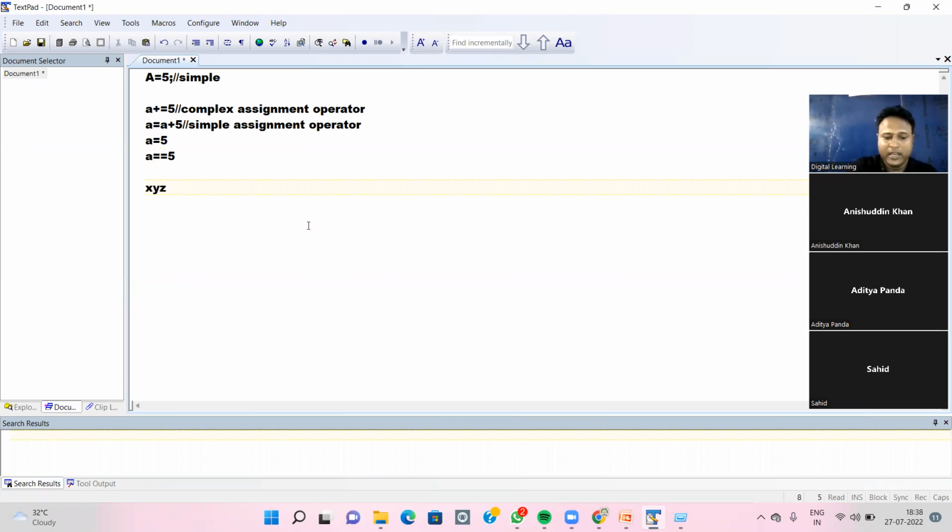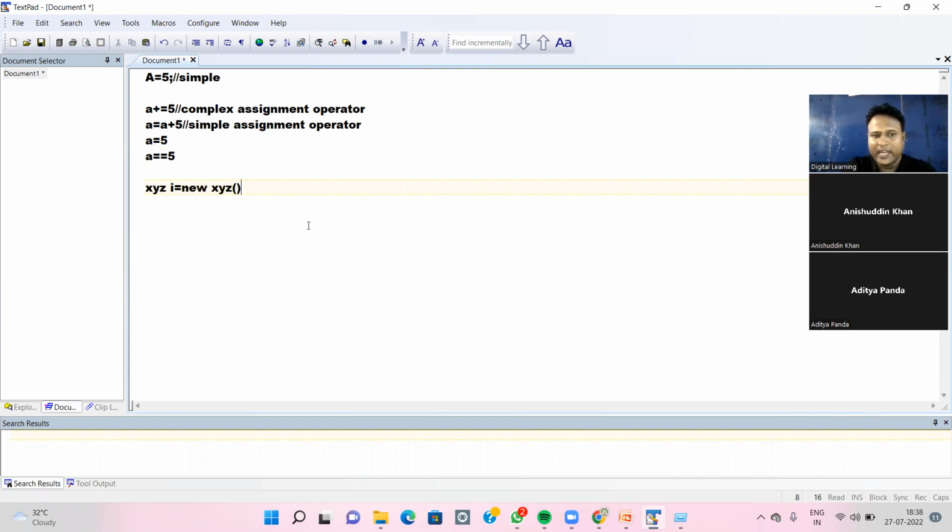Suppose my class name is XYZ. I is equals to new XYZ. So when I create a class object, then again I create another object, J is equals to new XYZ. So when I create objects of the class, it will check whether the two objects, like I and J, are giving a reference to the same class or not. So for that reason we are using the instanceof operator. The instanceof operator is used to check whether the two objects are giving a reference to the same class or not. So write instanceof.